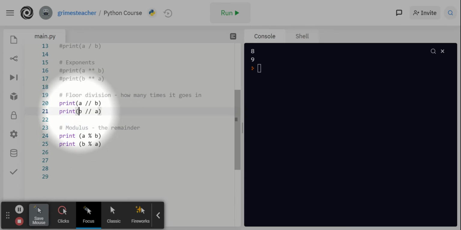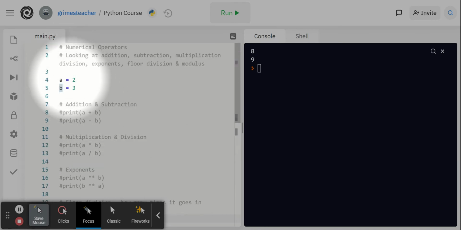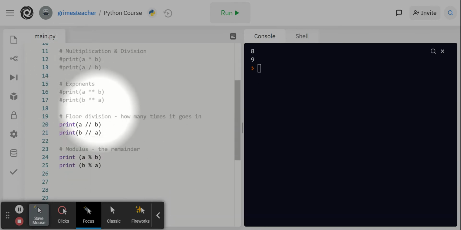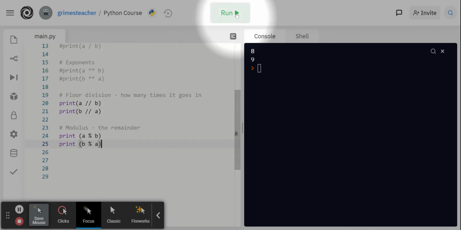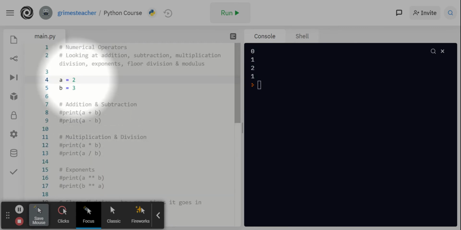Let's check it for the other way. B divided by A, well, 3 divided by 2, it should go in once. So we're expecting the answer here 1, sorry, and this answer should be 0. And then if it goes in once, what's the remainder? 2 into 3, well, it leaves a remainder of 1. So we should see there 0, 1, 1, 2, or 2, 1. Let me just change the numbers because that one's quite complicated.